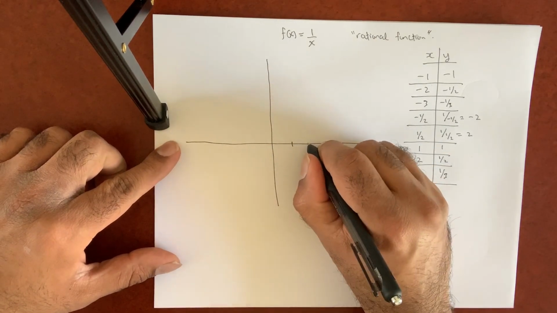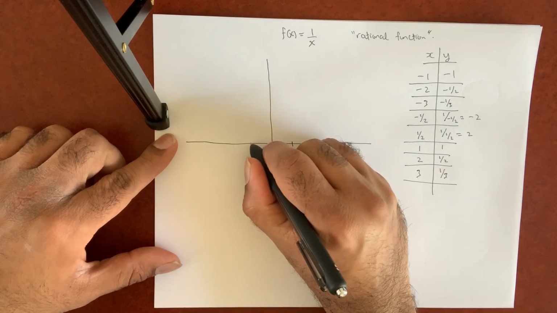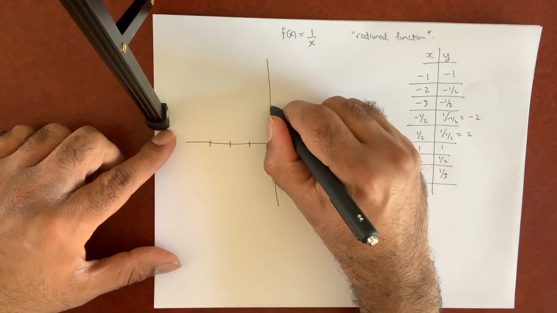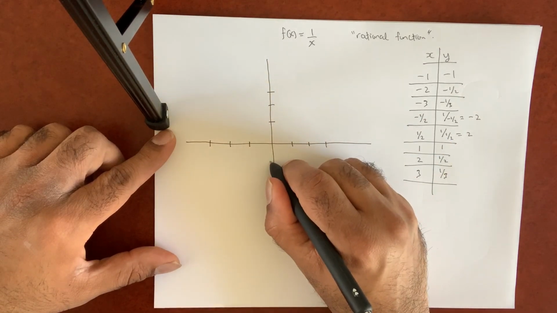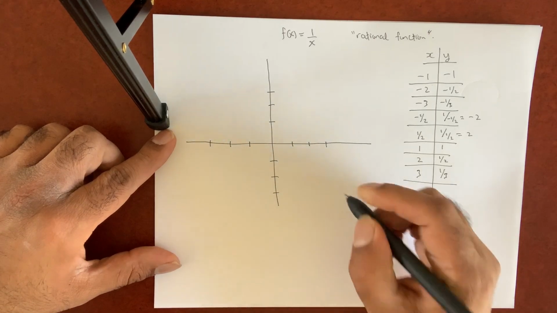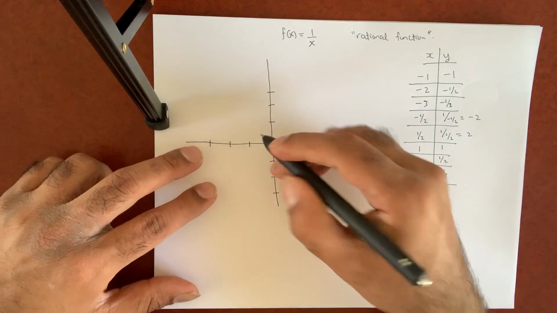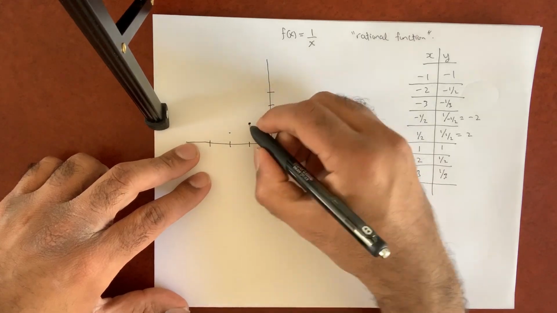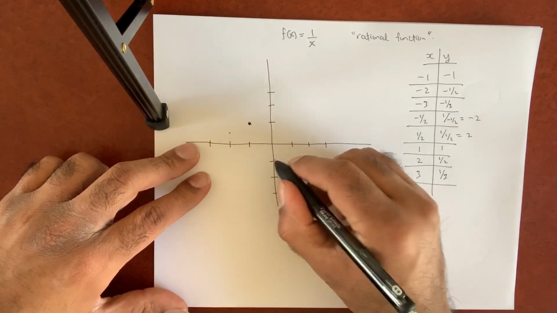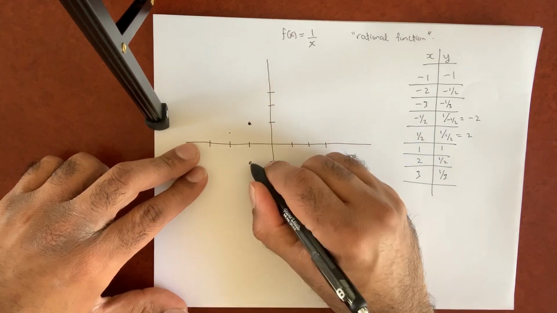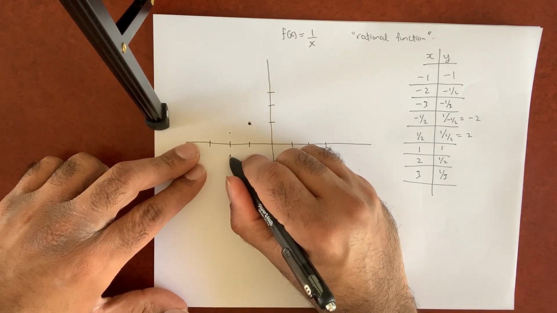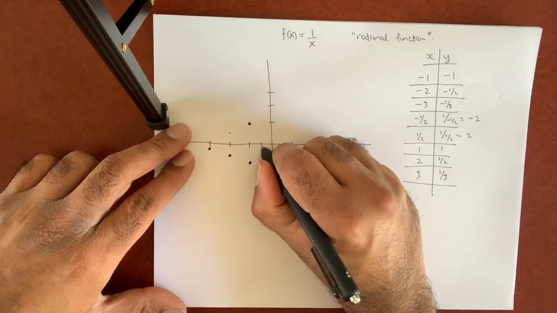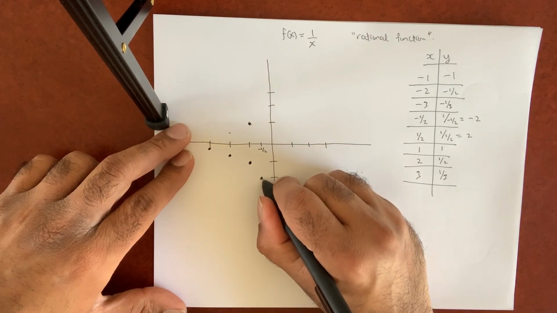So we have 1, 2, 3, -1, -2, -3, 1, 2, 3, -1, -2, -3. So let's start with this. We have -1, -1. Whoops, I'm sorry, this is wrong. -1, -1, -2, -1/2, -3, -1/3. And then here is -1/2, which maps up to -2.